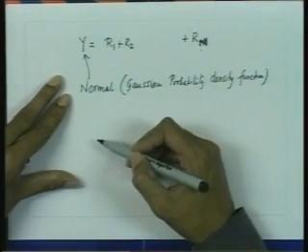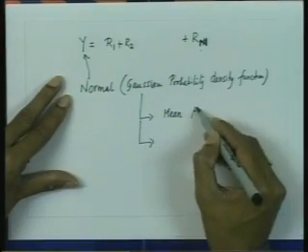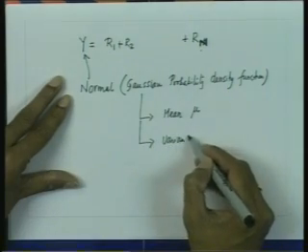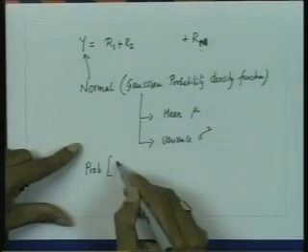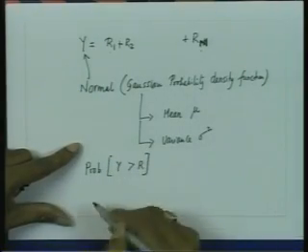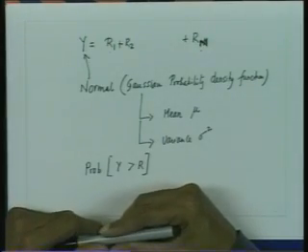Provided the number of sources to be multiplexed is large. Now since the Gaussian probability density function can be completely characterized by its mean, let us say mu, and variance, which is sigma square, in order to determine the probability that y is greater than r, all we need to know is the mean of y and the variance of y.